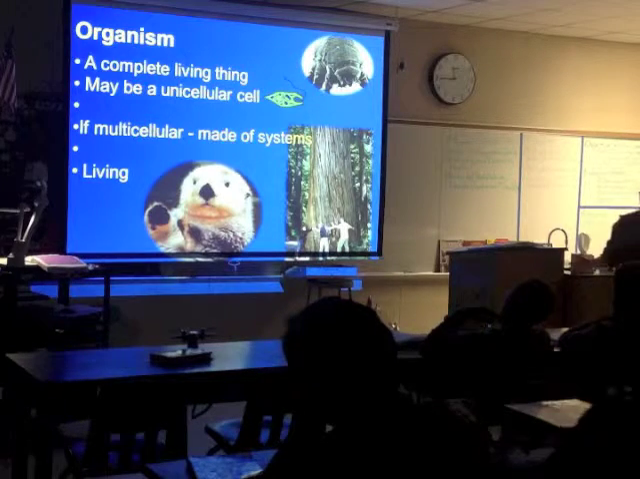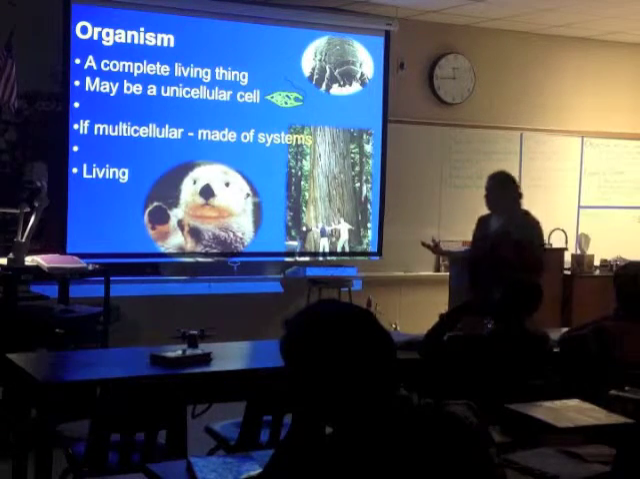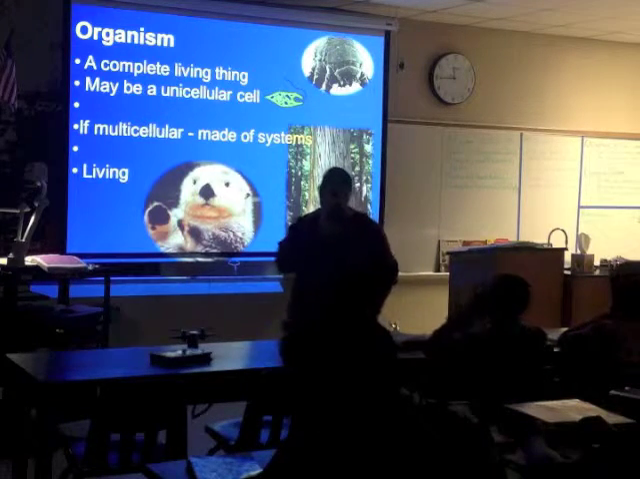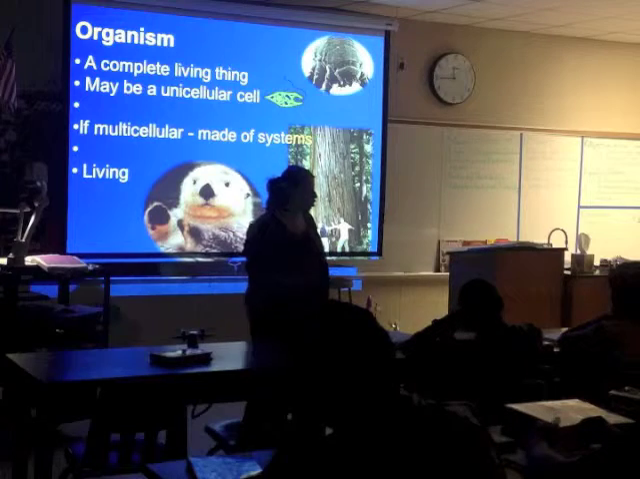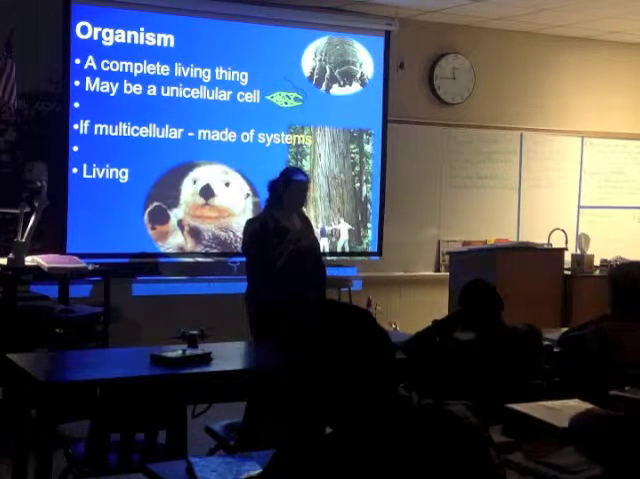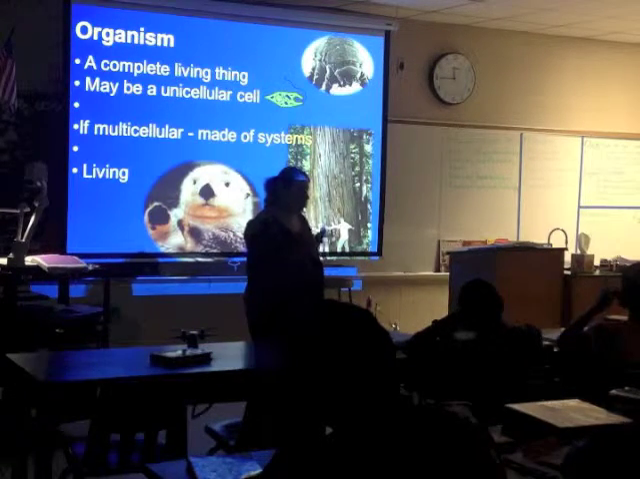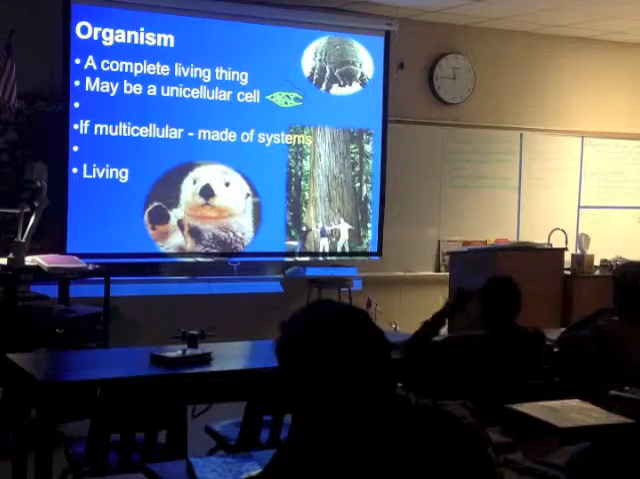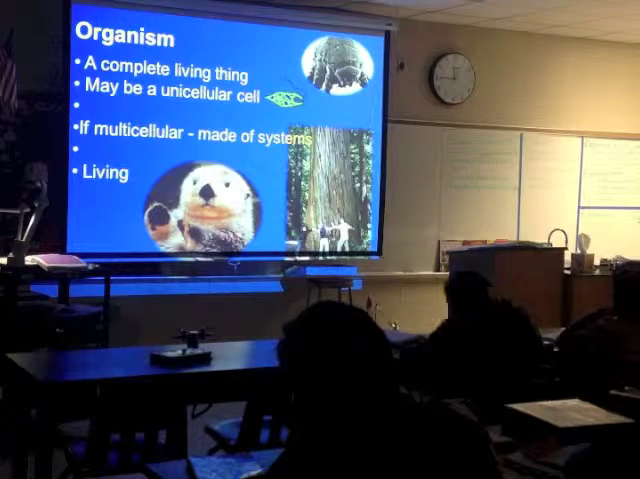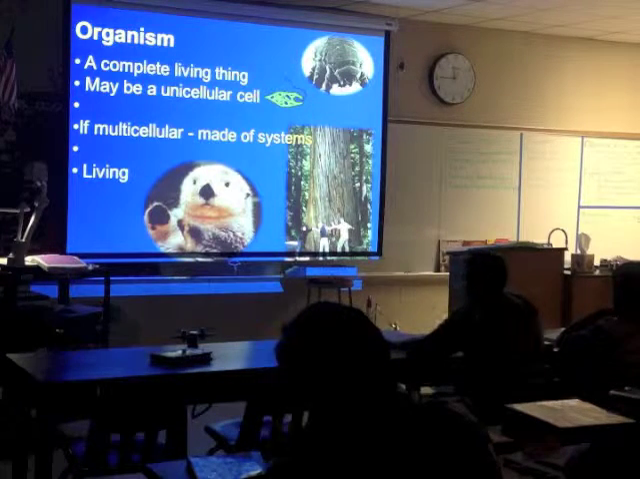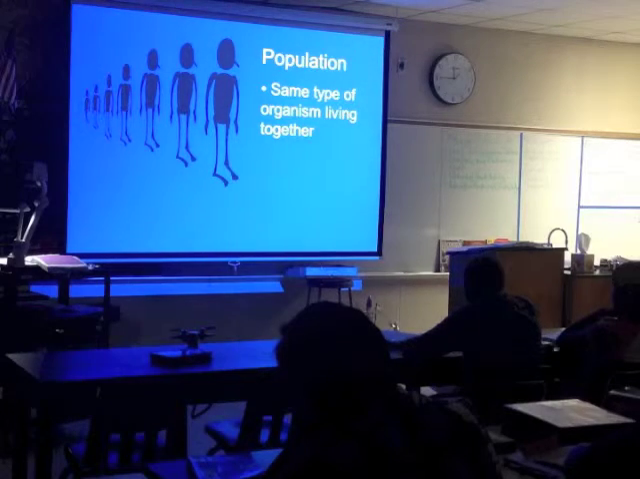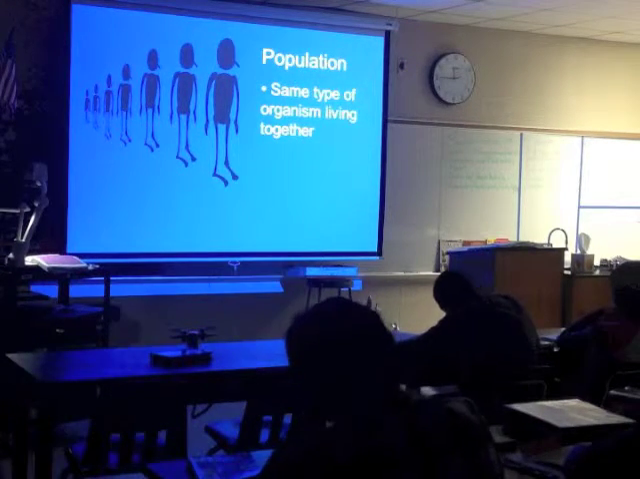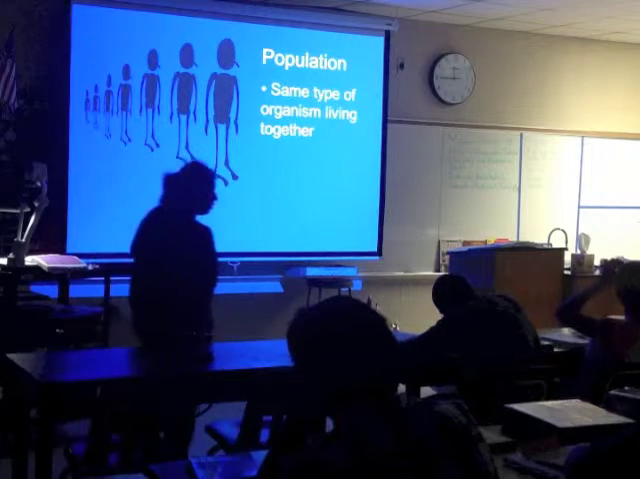An organism is just basically a living thing, any living thing. It can be unicellular, meaning it has one cell, or it can be multicellular, such as us. If it's multicellular, you're going to have those cells grouped in specific functions. So we start off with organism, which is one living thing. It can be one cell or multicellular, but it's still an organism. Then you go to a population. A population is basically the same type of organism living together in the same area.